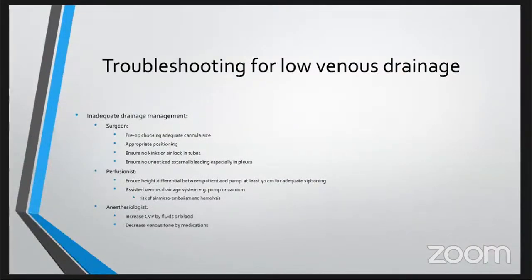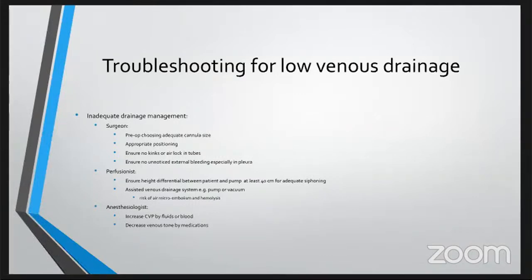So what will we do if the perfusionist alerts you that we have low venous drainage? From the surgeon side, we have to choose an adequate size cannula from the beginning, make sure that appropriate positioning has been secured, ensure that there is no kink or airlocks in the tubes, and ensure that there is no unnoticed external bleeding, especially in the pleura.